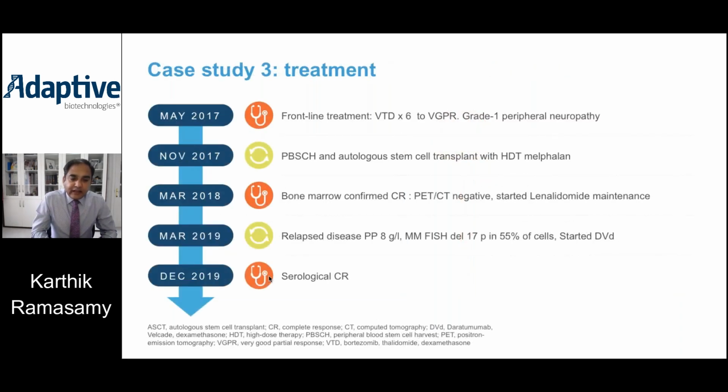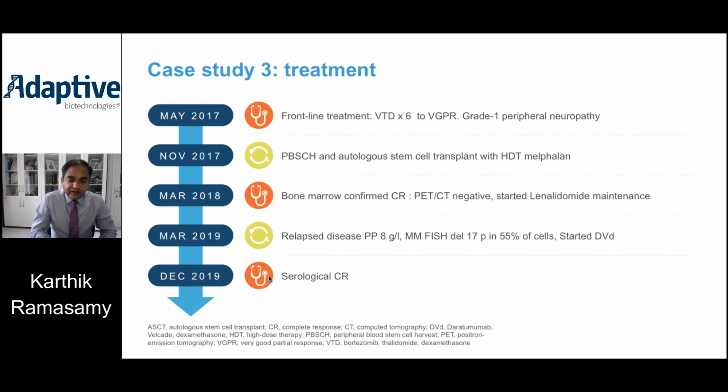As you would expect, we gave the standard frontline therapy of VTD chemotherapy back in May 2017 to very good partial response. She also had grade 1 peripheral neuropathy. In November of 2017, we moved on to stem cell collection and an autologous stem cell transplant with high-dose melphalan. In the post-transplant scenario in March 2018, we performed the bone marrow and confirmed a complete remission, and PET-CT was performed and was negative. She started lenalidomide maintenance therapy.